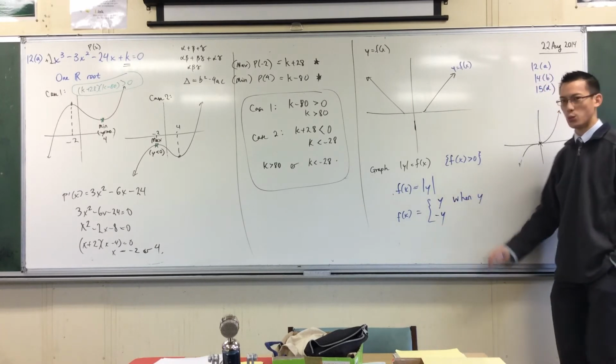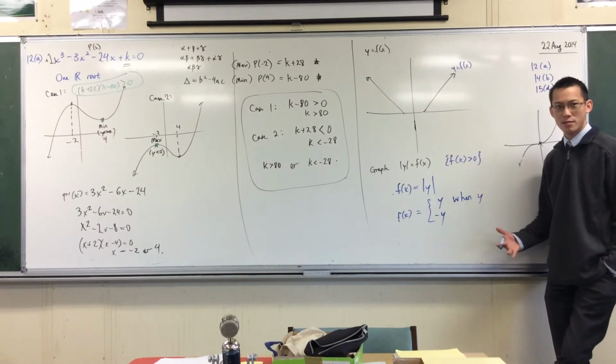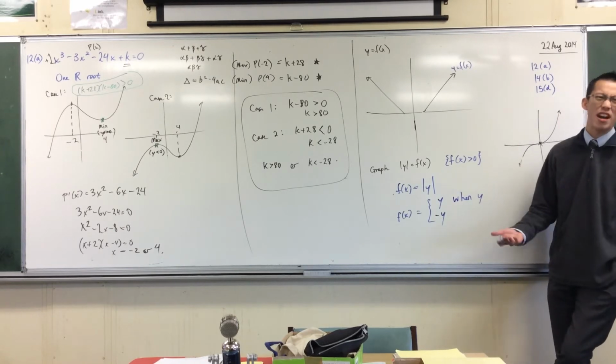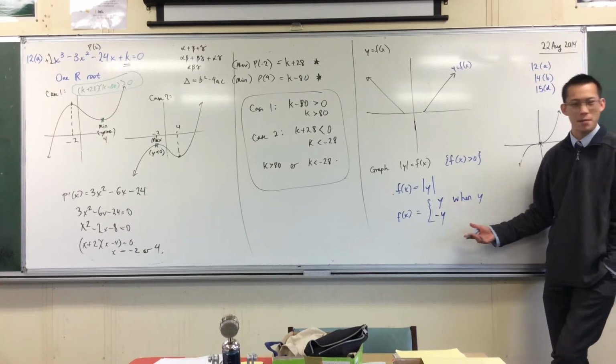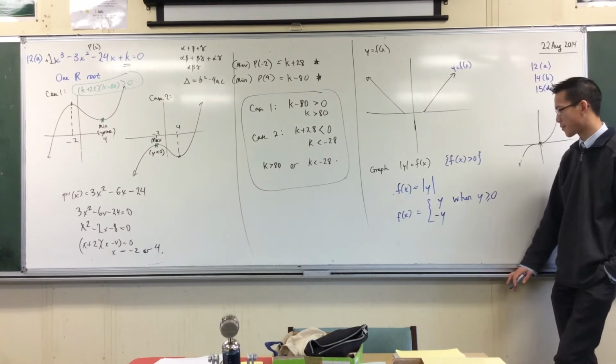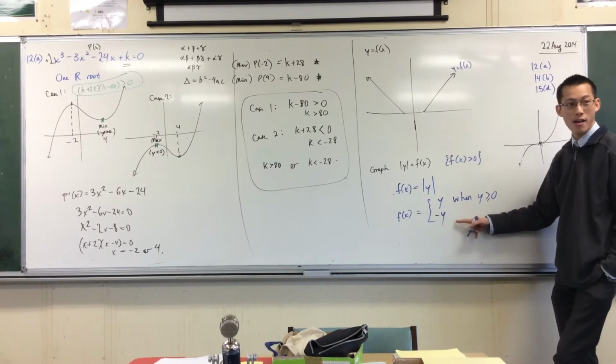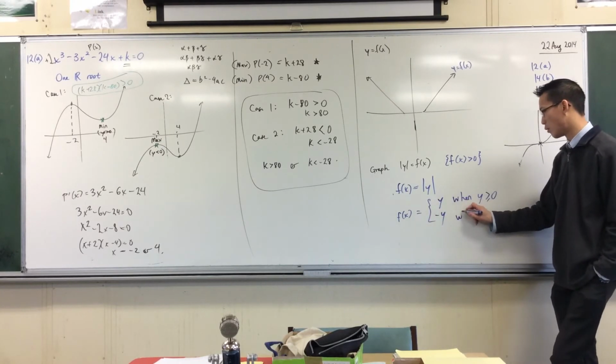When y is what? It's when y is positive or equal to 0. 0 actually kind of doesn't matter because it's going to be the same outcome, so I tend to put the equality there even though it's not a big deal. So it's equal to y when y is greater than or equal to 0. It's equal to negative y everywhere else, namely when y is negative.